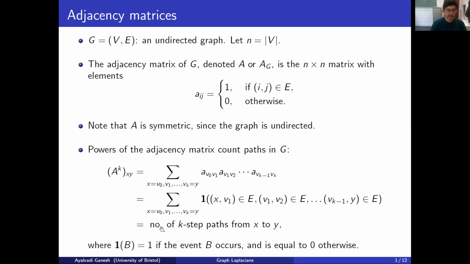I should also clarify that when we are talking about paths here, we don't restrict to simple paths. So vertices are allowed to be repeated. v1 may be the same as v5 along this path. So there may be loops on the path. Okay, so we are not only counting simple paths, but also paths which include loops. And then A to the k counts all such k-step paths. Okay, that's all about adjacency matrices.